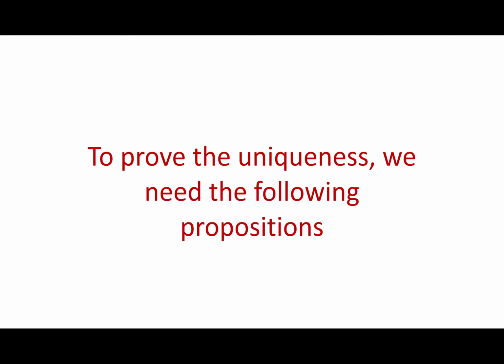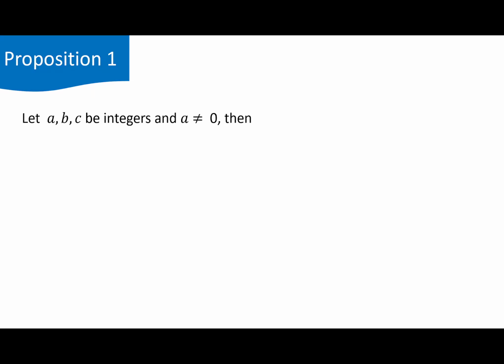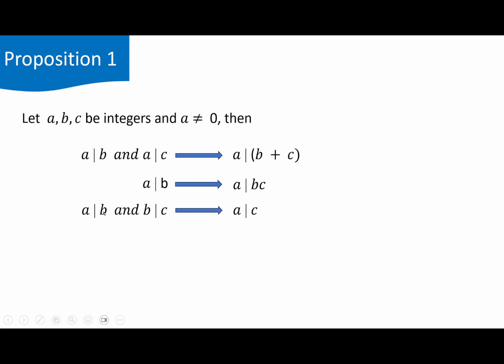To prove the uniqueness, we need the following propositions. Proposition 1. Let a, b, c be integers and a is different than 0. If a divides b and a divides c, then a divides b+c. If a divides b, then a divides bc. If a divides b and b divides c, then a divides c. And if a divides b and a divides c, then a divides mb+nc, where m and n are integers.